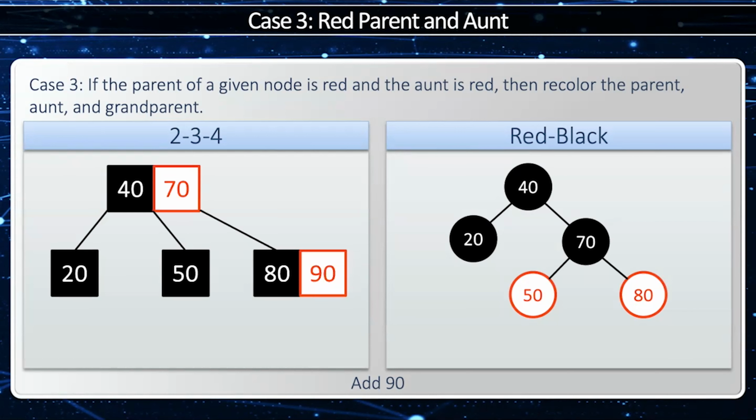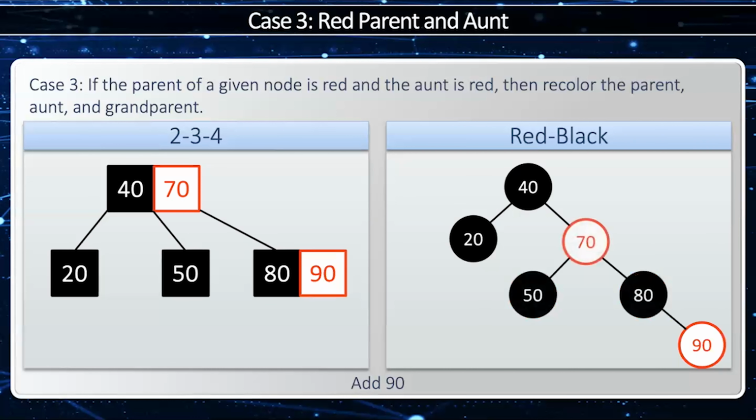Now, first I'm going to take 90. 90 is greater than 40, greater than 70, greater than 80, so it goes to the right of 80. And now we're going to see that my parent is red, but my aunt is red too. Okay, so 50 is my aunt and 80 is my parent. So what am I going to do? I'm going to recolor 50 and 80 as black and 70 as red. Now I'm going to take a look at 70. Its parent is black, so I'm back to case 2 and I'm done.